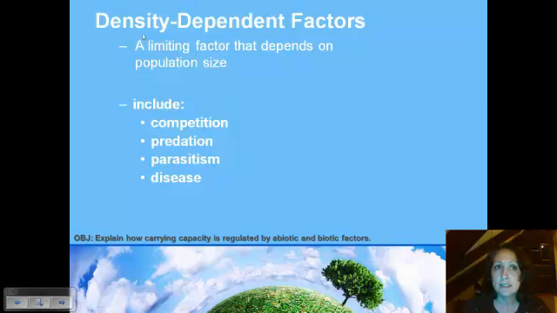And so density-dependent factors, what this means is these are density, the number of individuals in a given area, dependent factors. So the size of the population is going to affect these factors. And these are kind of 4 groups of density-dependent factors. Also, these are generally biotic factors. So competition between different organisms, predation by different organisms, parasitism by different organisms. So these are the biotic factors generally.